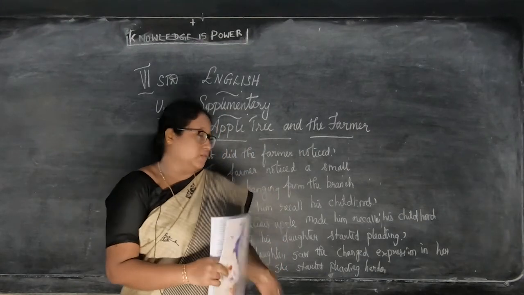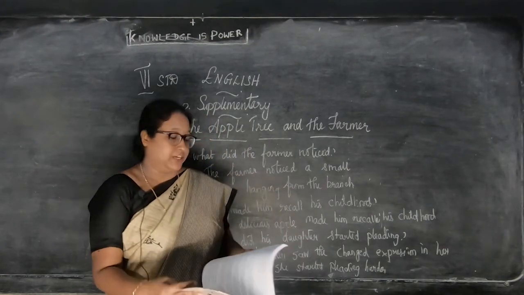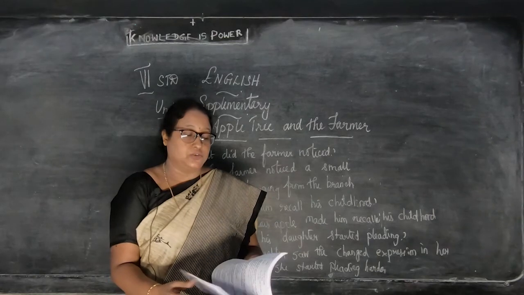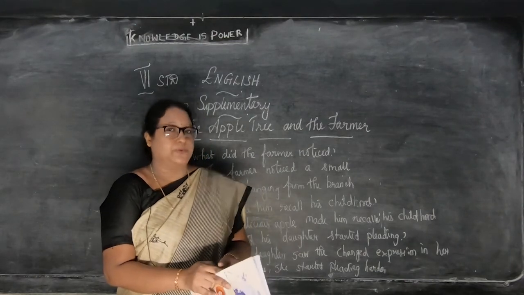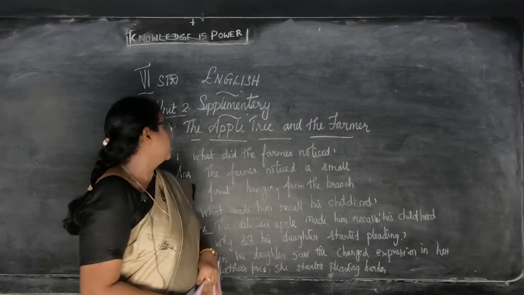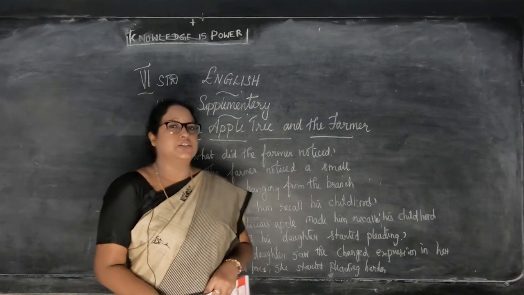Okay, children? So by this we are finishing the supplementary, the apple tree and the farmer. I think you have understood the story now. Now in the next class we'll see the prose, that is in Unit 2. Okay, children? So thank you.